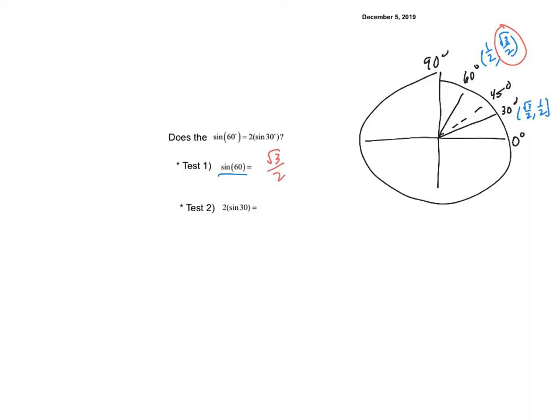All right, so then at 30 degrees, we have the sine of 30 degrees. That corresponds with the y value at 30 degrees, so that is 1/2. So this becomes 2 times the sine of 30, which is 1/2. And if I multiply that, 2 times 1/2 is simply 1. So does the square root of 3 over 2 equal 1? No, they're not equal to each other. So they do not end up equaling each other.